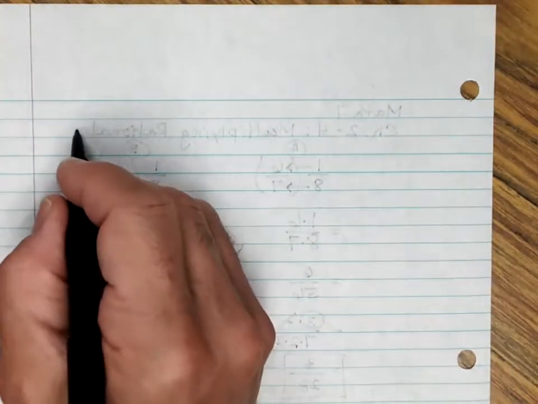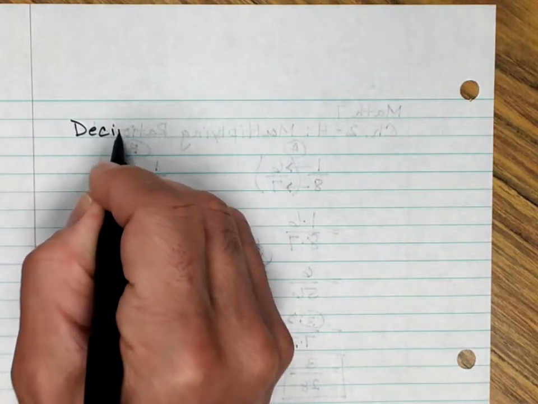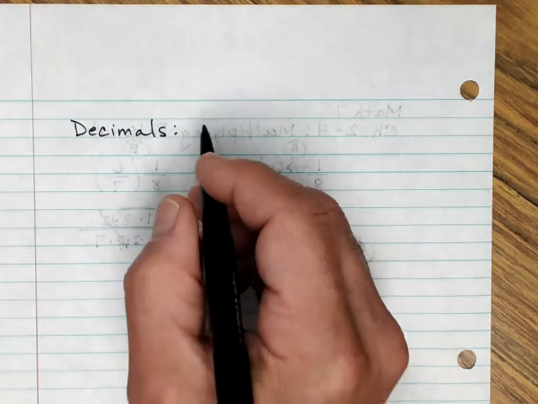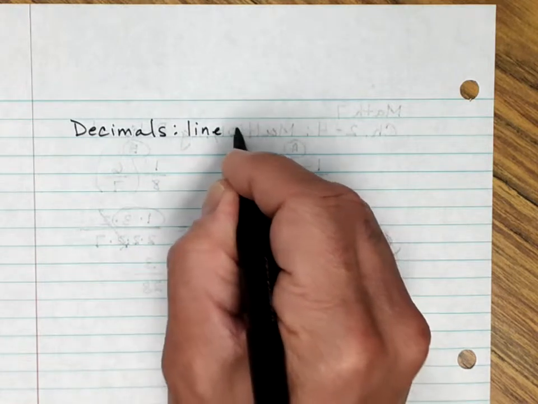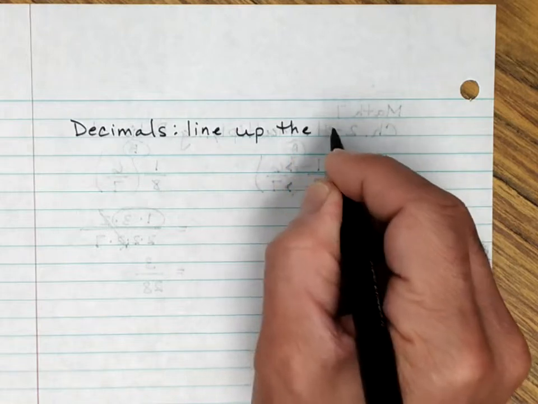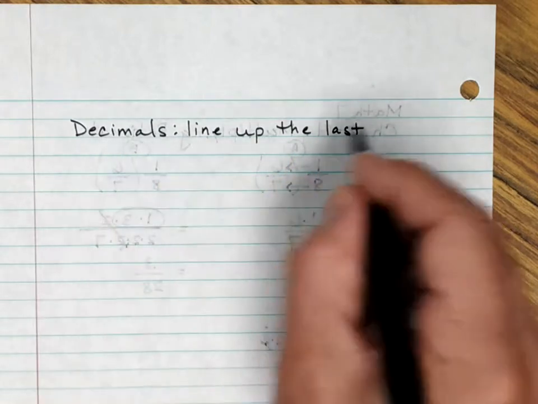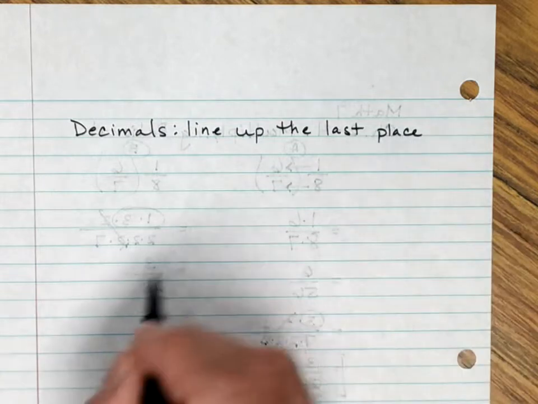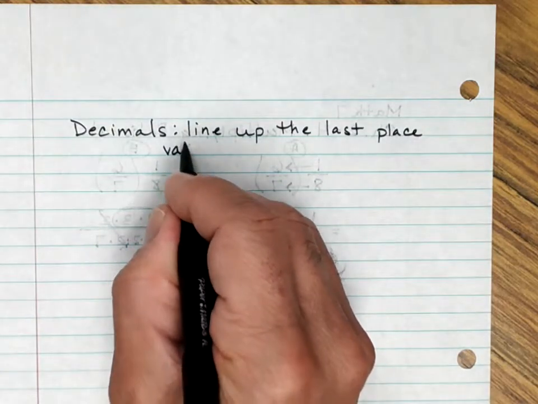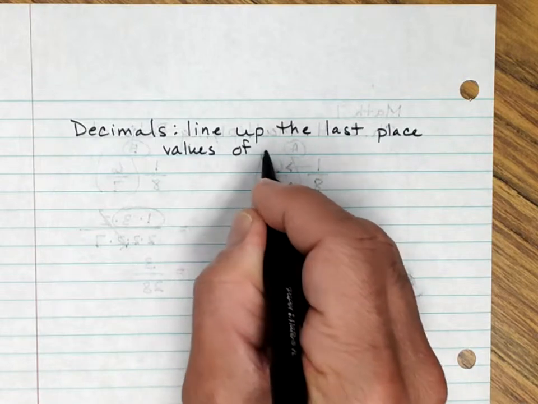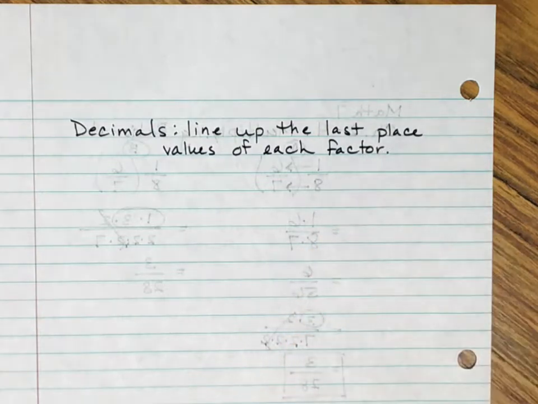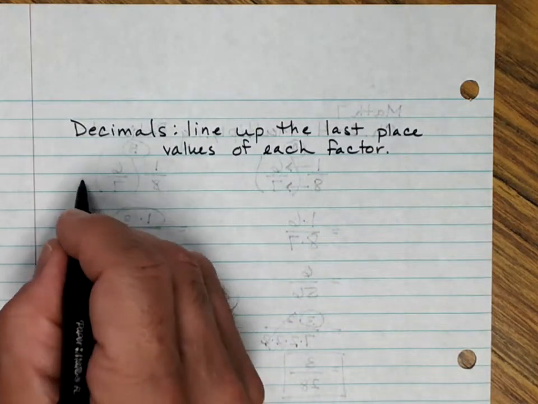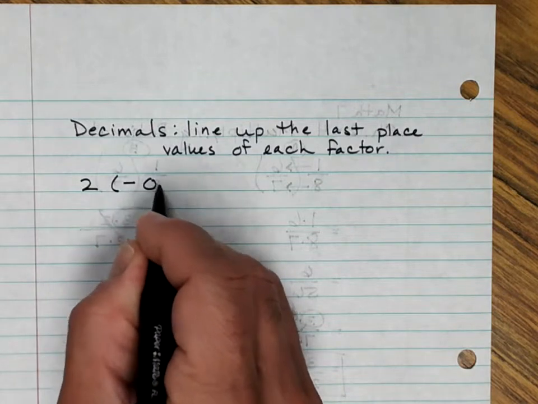Alright, now let's talk about decimals. Let's get straight to the point. Decimals. As you told me in your own words yesterday, line up the last place values of each factor. Actually, I added that last part. So we have 2 times negative 51/100ths.